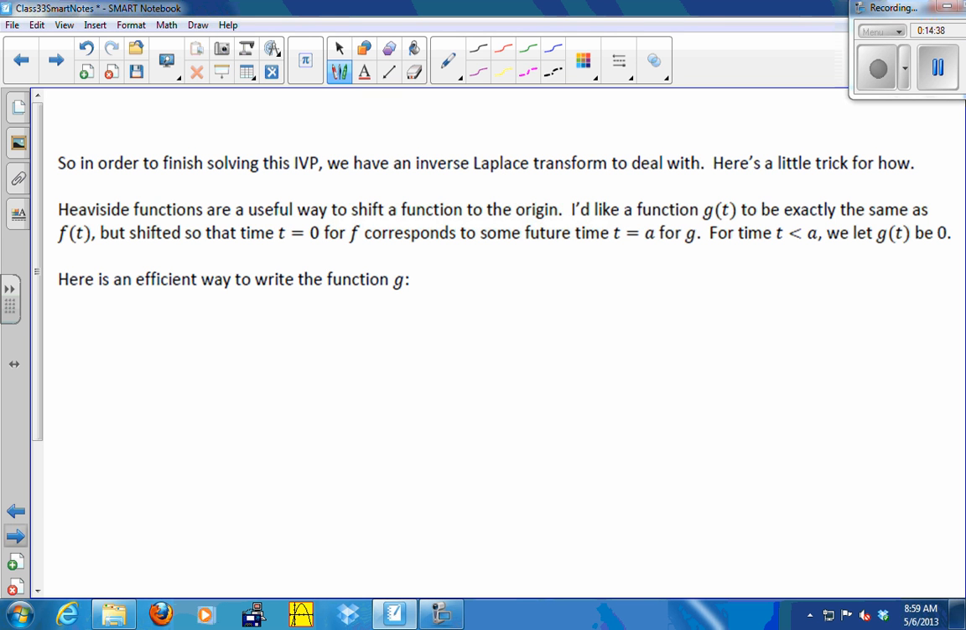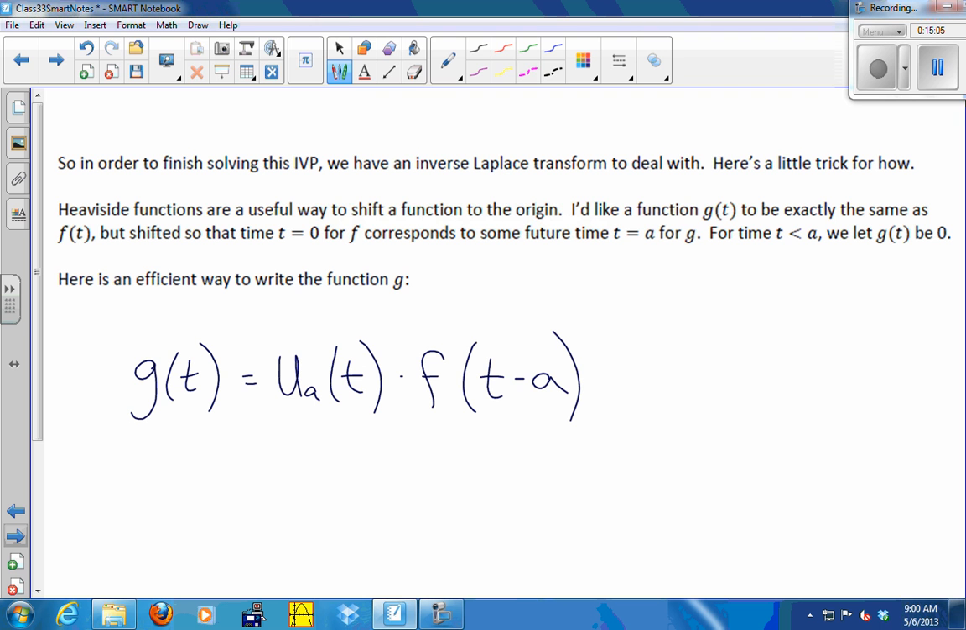So for time t less than a, g of t is going to be 0. It just doesn't exist. T equals a is going to be corresponding to t equals 0 for f, and before that doesn't exist. So here's an efficient way to write a function g that does this. G of t is going to be u sub a of t, the Heaviside function, times f of t minus a. Okay, so f of t minus a is going to cause my horizontal shift to go right a units. But then u sub a of t is like a switch.